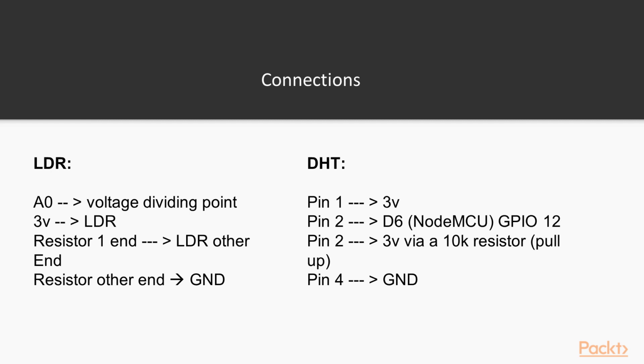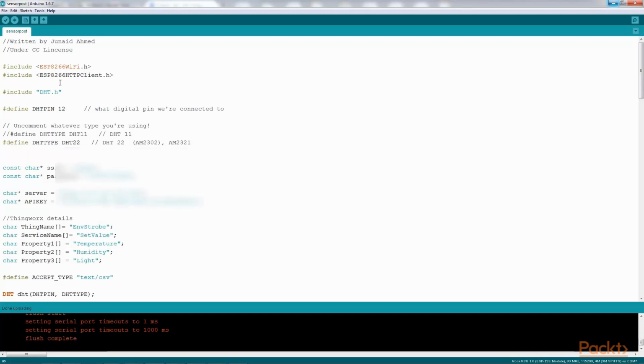The connections are as listed here. We're going to be having two connections: the LDR sensor and the DHT sensor. The NodeMCU will be connected to your computer via a USB. If you're using an Adafruit Huzzah, the procedure and the connections remain the same, other than the fact that pin number D6 has to be checked, and make sure that you're mapping the pin to the GPIO pin number 12.